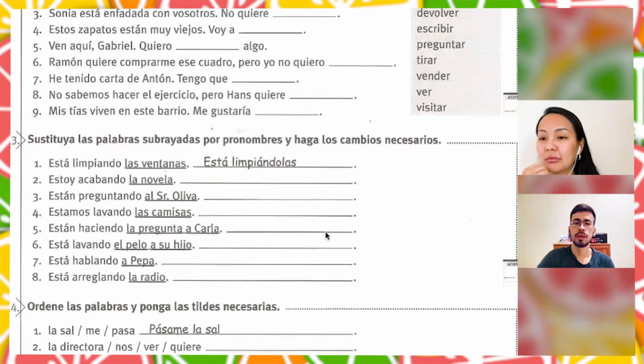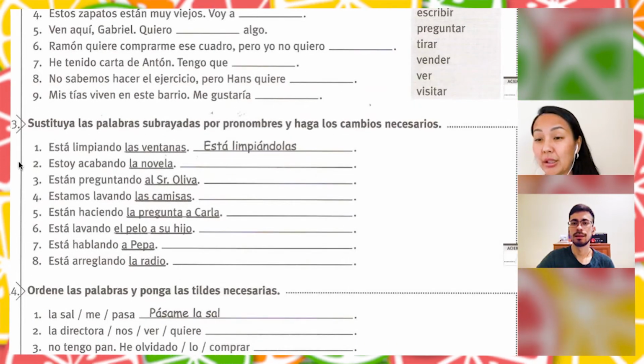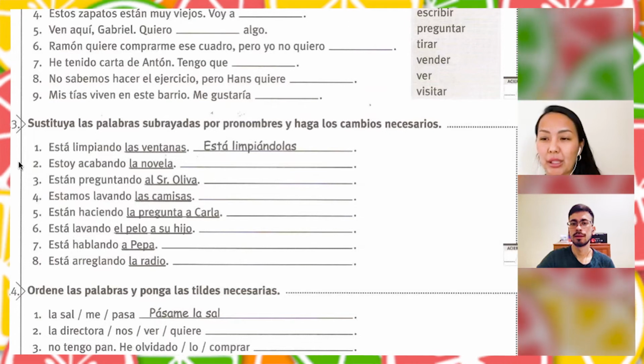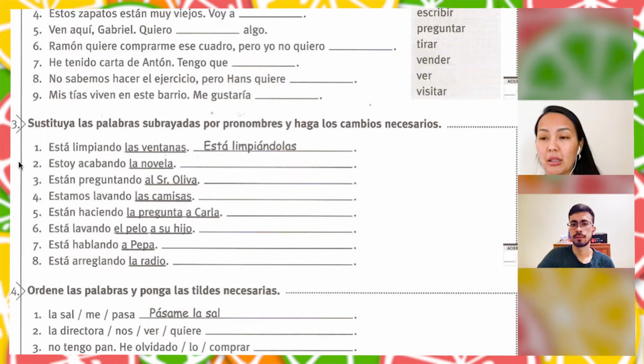Okay, let's do this one. He's opening the windows. Cleaning. Cleaning, okay. Está limpiando las ventanas. He or she is cleaning the windows.